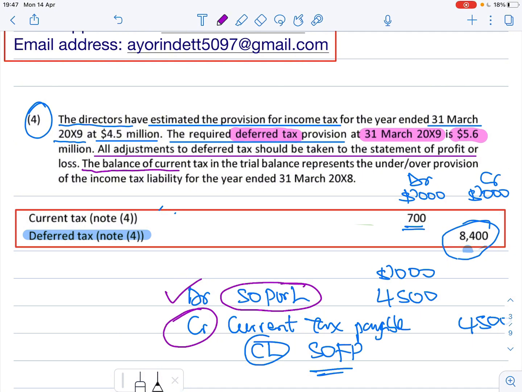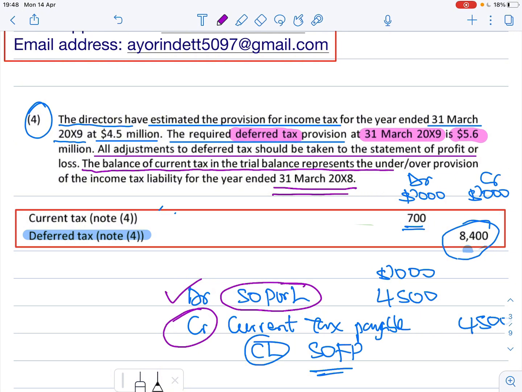It says the balance of current tax in the trial balance represents the under/over provision of the income tax liability for the year ended 31st March 20x8. So the current year end has a date, the end of the current period, of 31st March 20x9. So if you have 31st March 20x8, that must have been the end of last tax year.